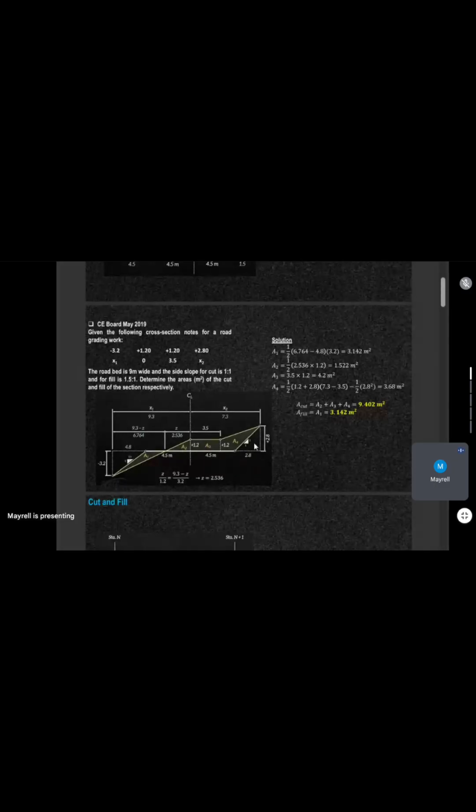And then on the other side, the side slope for cut, so this is the cut, 1 is to 1. Okay, we have 2.8 here, so that means this distance is also 2.8. And with that, we can solve for x2, it's 4.5 plus 2.8, so 7.3. And then this distance and this distance, we can solve that.